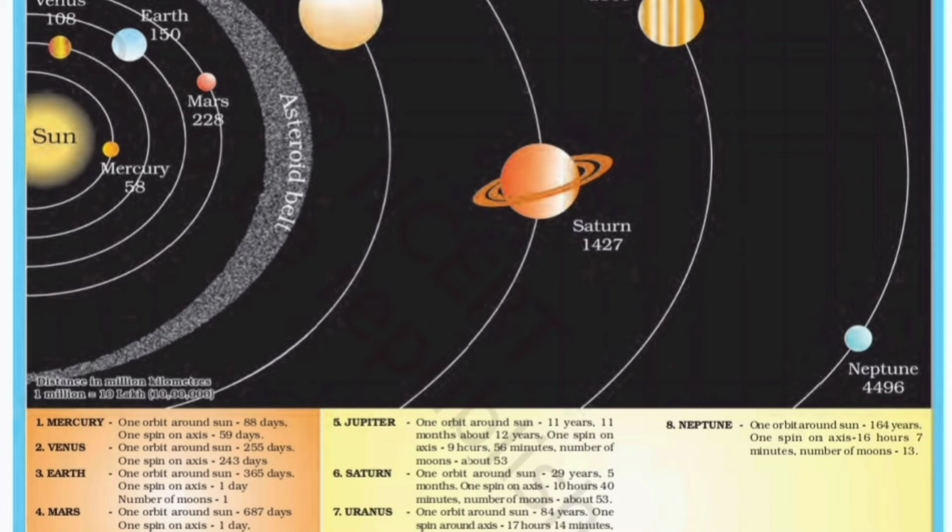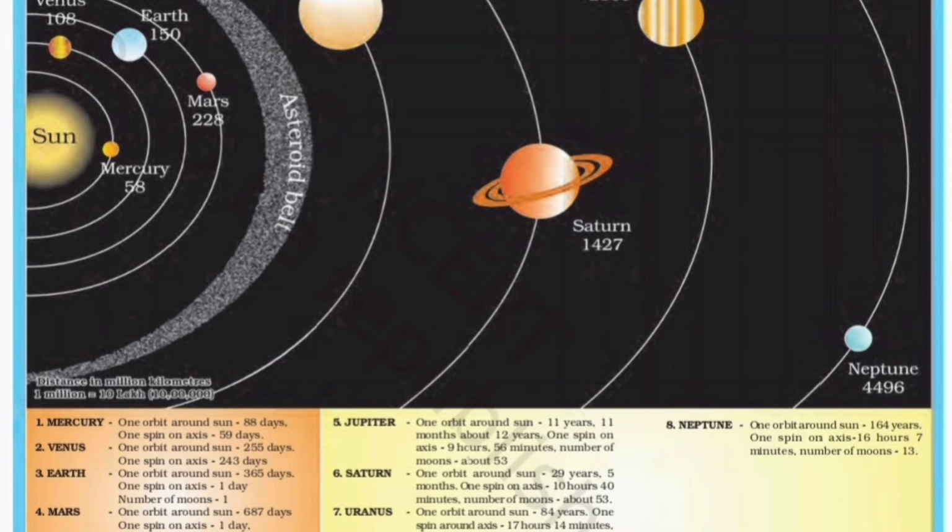Earth, one orbit around the sun is 365 days, that is 1 year for us, and one spin on its axis is 1 day. Number of moons for Earth is 1. Mars, revolution period is 687 days and rotation period is the same as that of Earth, 1 day. Now moving on to Jupiter, one orbit around the sun is 11 years 11 months, that is about 12 years.